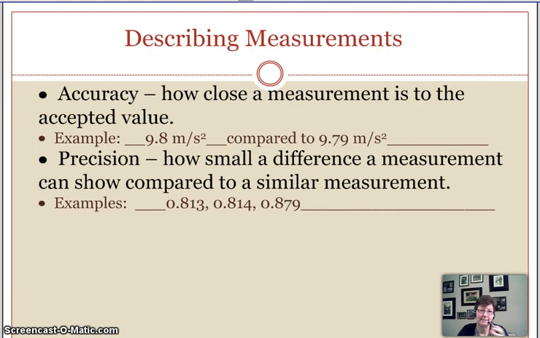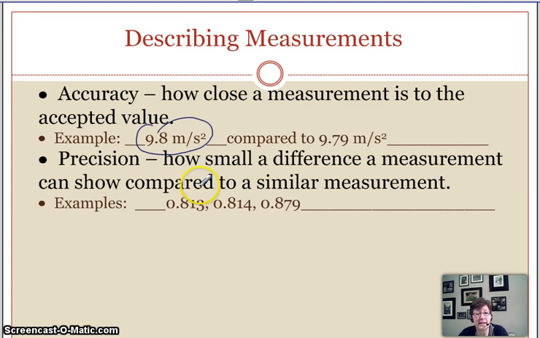describe accuracy and precision? The words sound very similar, but they aren't exactly the same. So let's talk about the difference between them. Accuracy is how close a measurement is to the accepted value. And the example I chose in here was 9.8 meters per second squared. That's the value for the acceleration due to gravity on Earth.